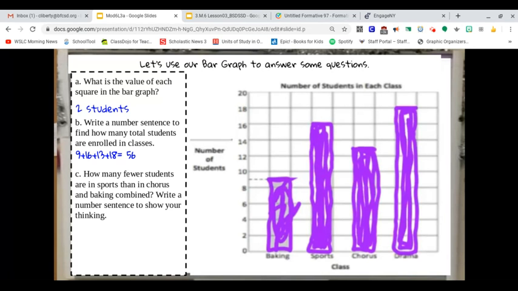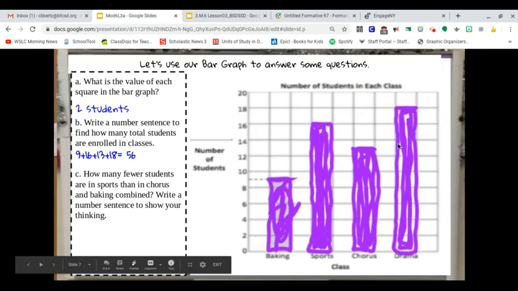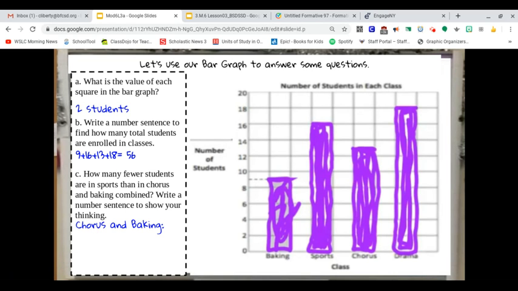Oh, goodness. Okay, so before I can find out anything about the sports and do my subtracting part, I need to combine chorus and baking. So chorus has 13 and baking has 9. So 13 and 9, that's 22. So 22 students in those 2 classes combined, okay?